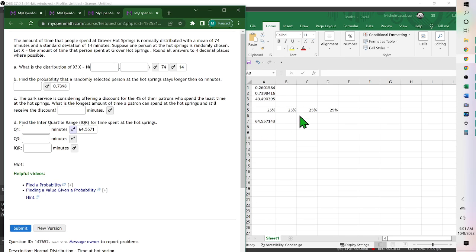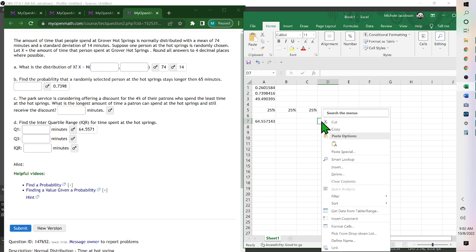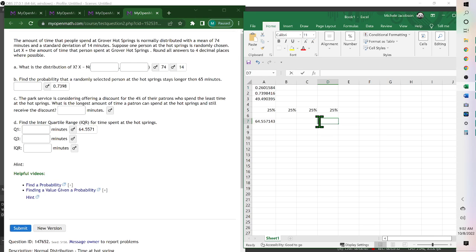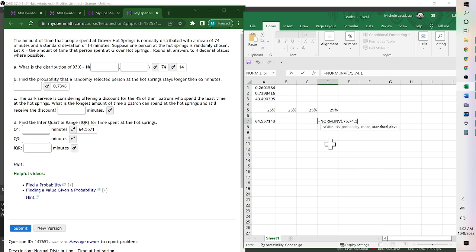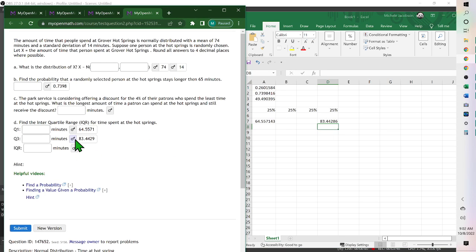And then this is the median, 50% below, and we wanted Q3, that's right here. Notice that 3/4 or 75% is below this value. So to find it, then we go equals norm. Again, we have the probability, so we use the second one, 0.75, and then the mean and the standard deviation, and there's that value. To find the interquartile range, you just subtract those.